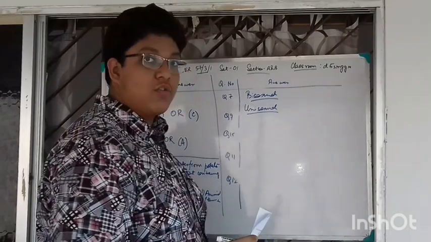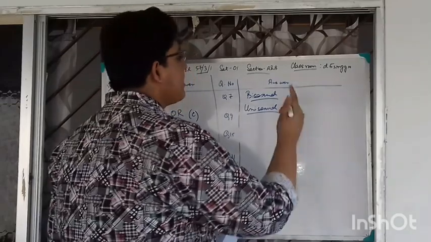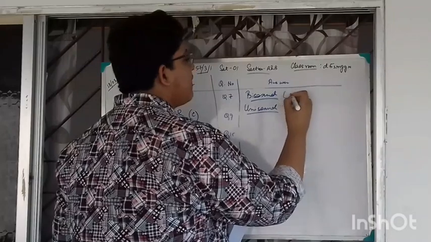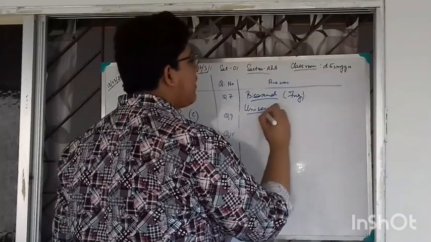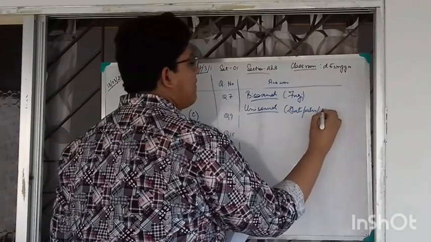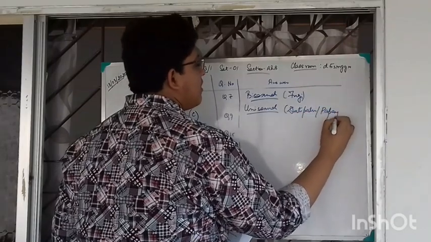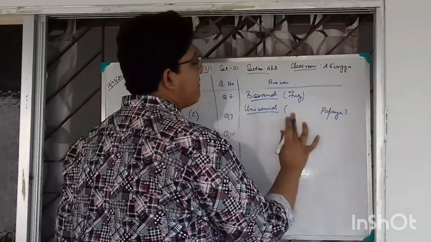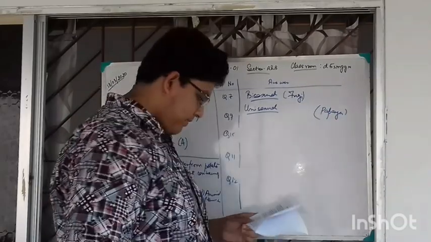Example for bisexual is fungi, and for unisexual, date palm or papaya. Maybe papaya, I am not sure about the date palm, you can write papaya. Okay.